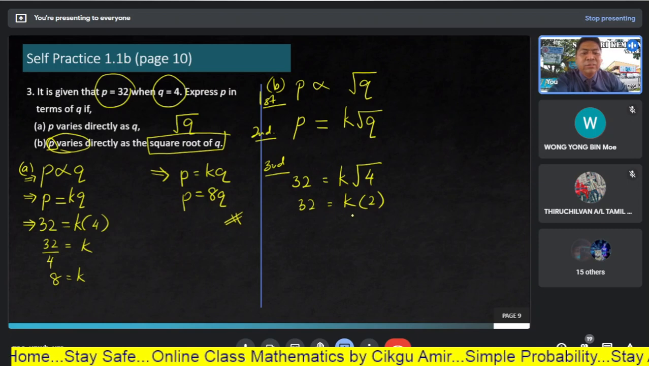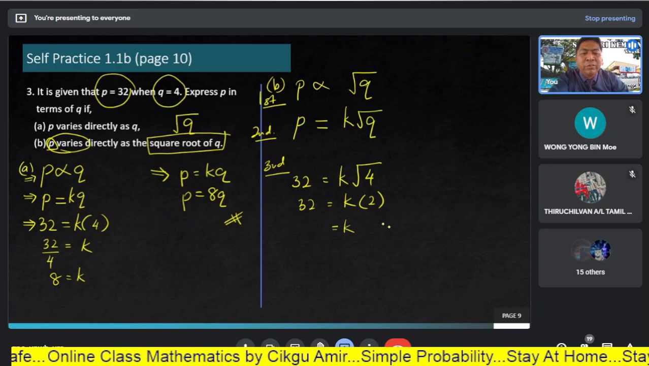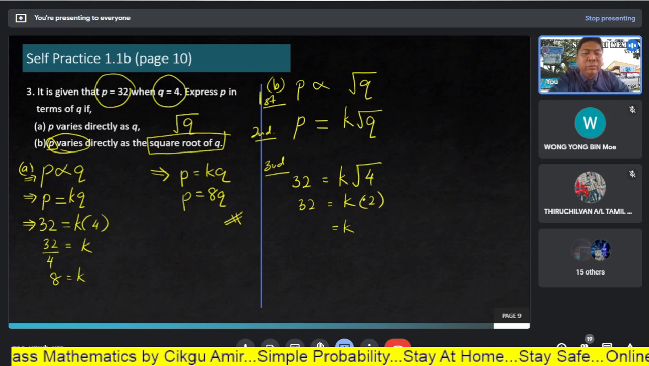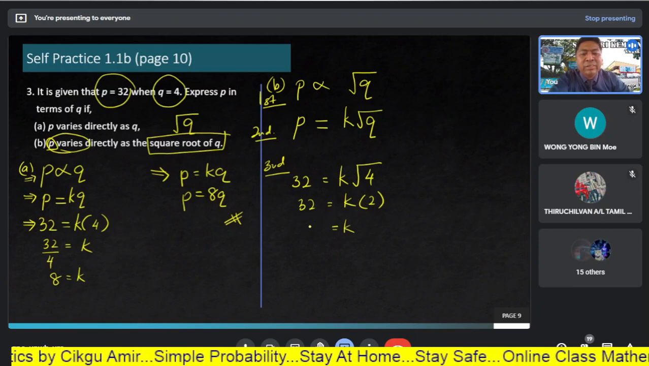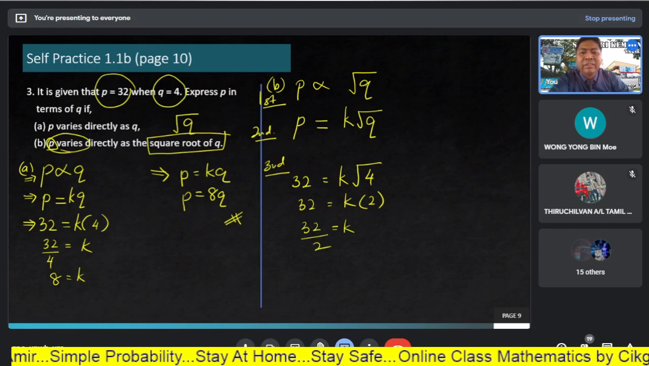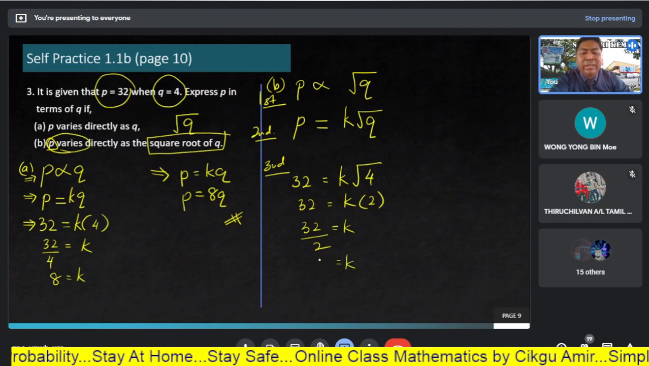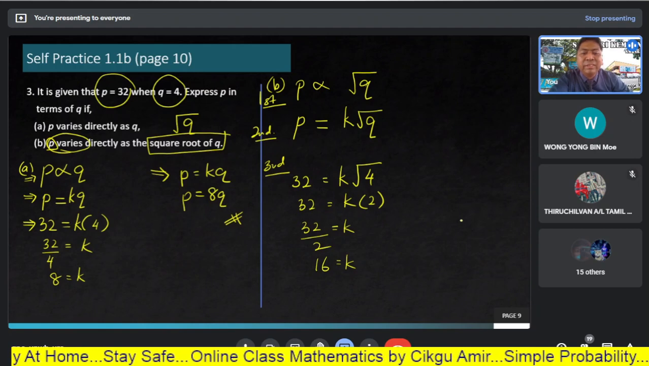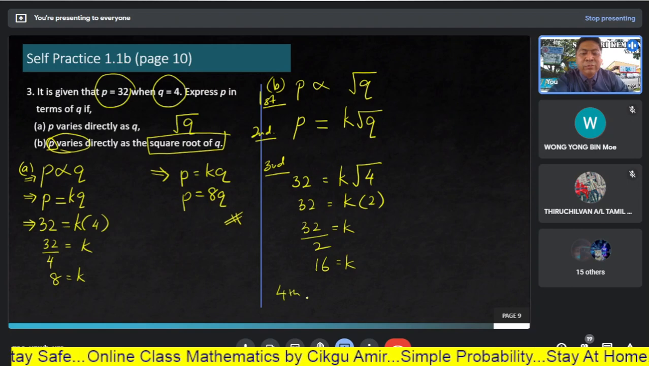So, 2. Nak cari K, we want to find the value of K. This one is multiplication. Move to the other side, it will become divide. So 32 divided by 2, the value of K is 16.